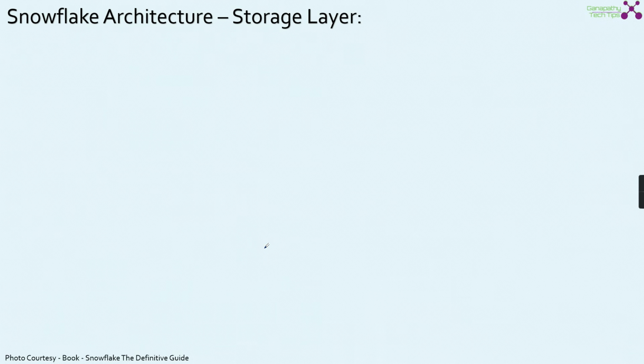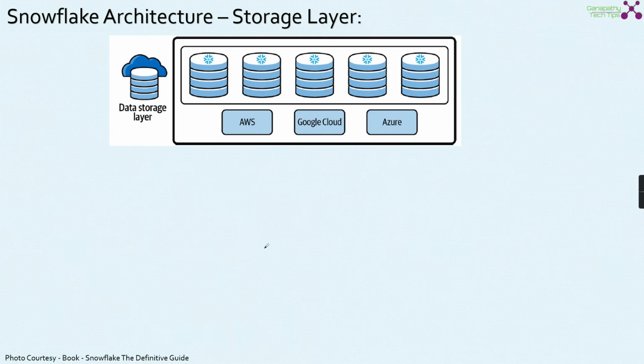Now, what we are going to do is discuss each and every layer in a more detailed way, so that we can understand the interdependencies between the layers and also the individual layer responsibility within Snowflake. So starting from the bottom up, what is the storage layer? What is the main significance of the storage layer?